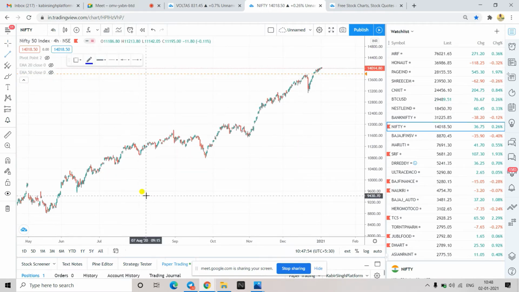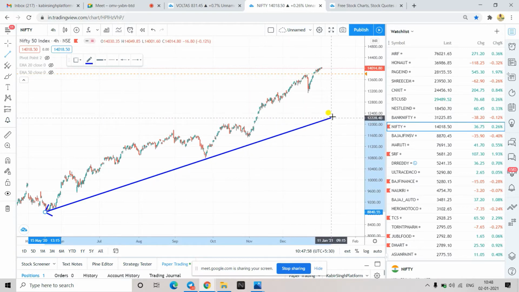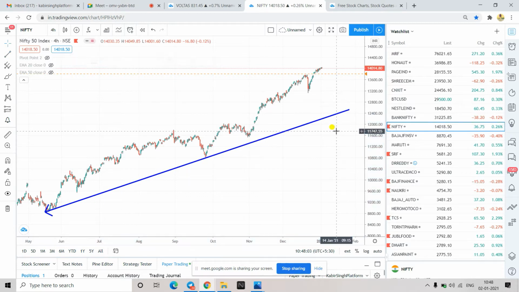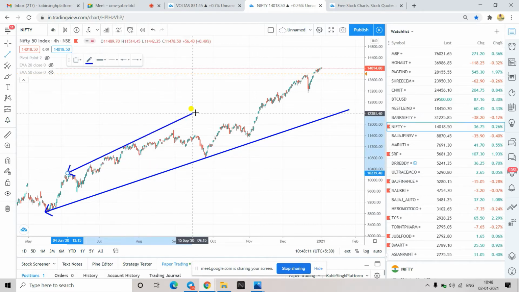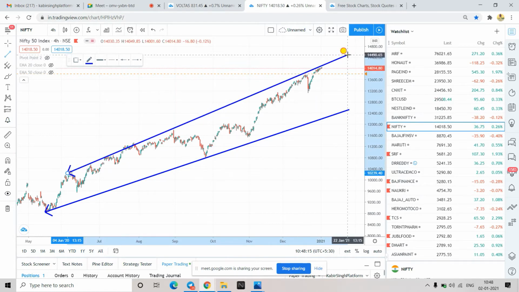Okay, so simple. This is one bottom. I'm connecting this bottom here. Okay, so this is connected. This is connected to touch points validated on the upward side. There are many swing points. Okay, so like this you can draw on the upward side.